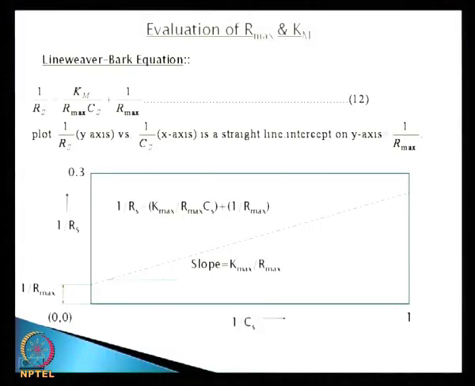This is a representative plot of the system. If you look at equation 12, your intercept is 1 over Rmax and your slope is Km over Rmax. So, once you evaluate your intercept, you can directly evaluate your slope from this. I'll give you a few seconds, if you want to make a note of this. So, 1 over R is linearly related with 1 over C_s. Shall we move on?